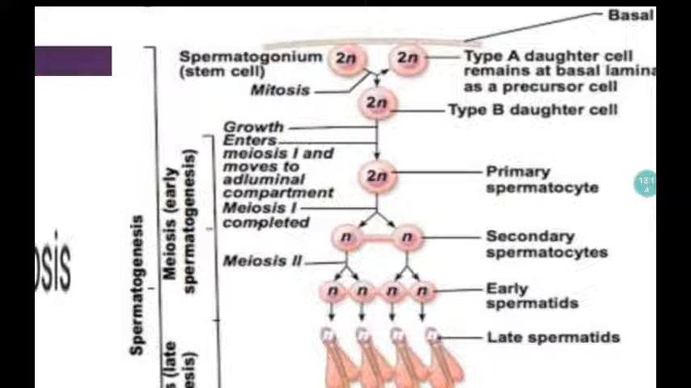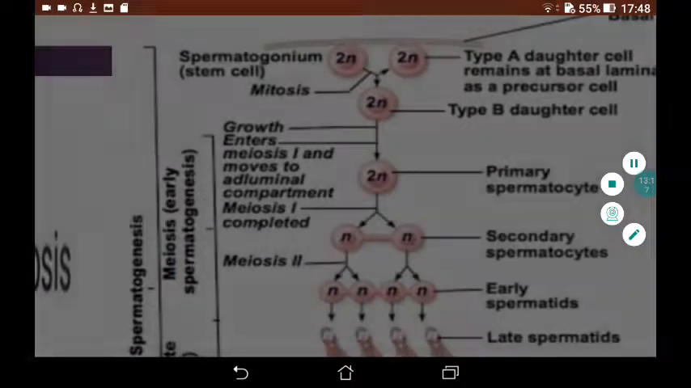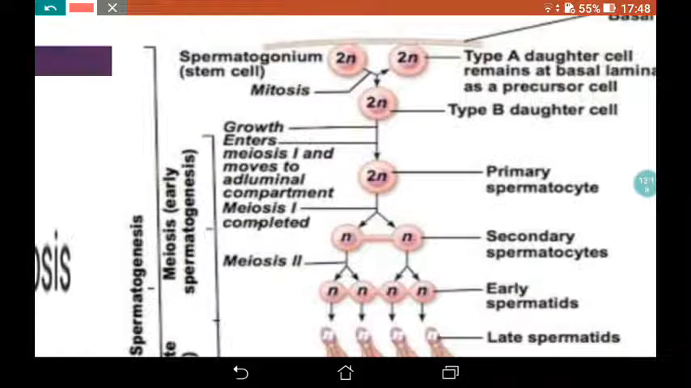So now just look here, the first diagram. You can simply see that this is the spermatogonium cell. They multiply and produce two types of spermatogonia cells. Type A simply divide and redivide to add more spermatogonia cells, and only type B spermatogonia cells enter the growth phase.